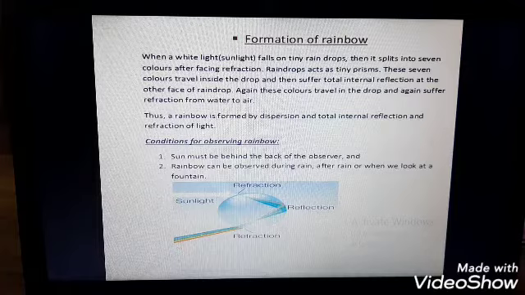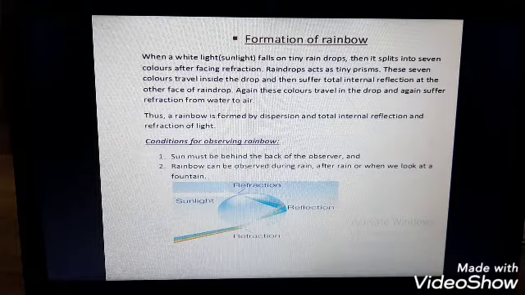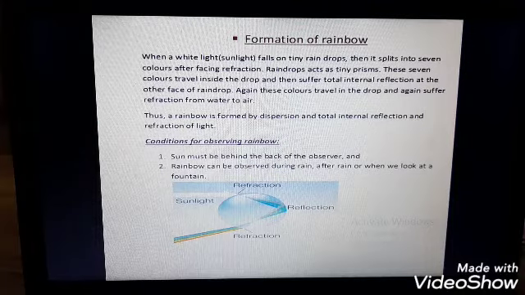Okay, so the formation of a rainbow follows 3 processes, that is dispersion of light, total internal reflection, and then again refraction of light.